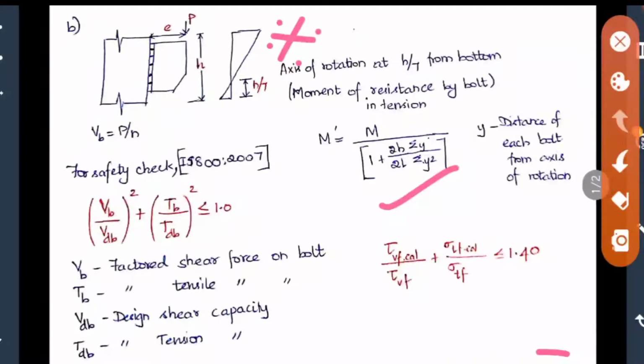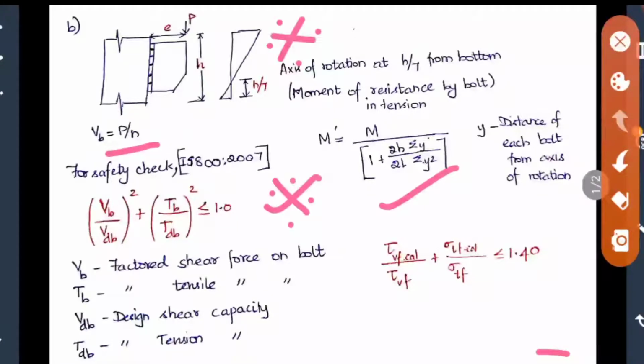And here also the bolt's direct force is equal to the total force divided by the number of bolts. For the safety check, in the previous case we studied that it should be less than or equal to the design strength. Here another formula is given, so this is very important. They have asked it many times in the objective questions.